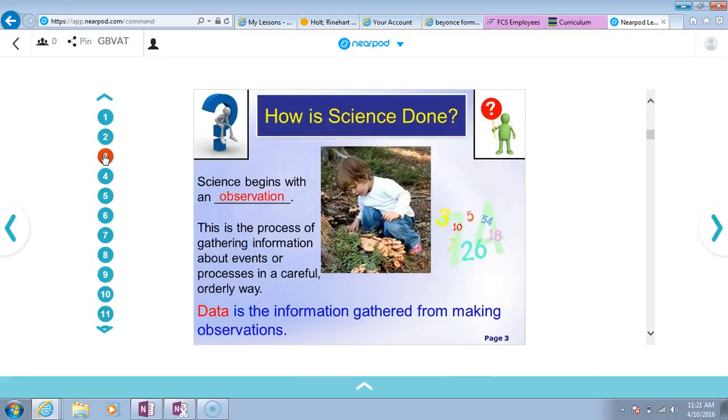How is science done? Science begins with an observation. This is the process of gathering information about events or processes in a careful, orderly way. Data is the information gathered from making observations. So back in August, class, do you remember when you had to do an assignment where you had to observe the outside part of the natural world by using your 5 senses?